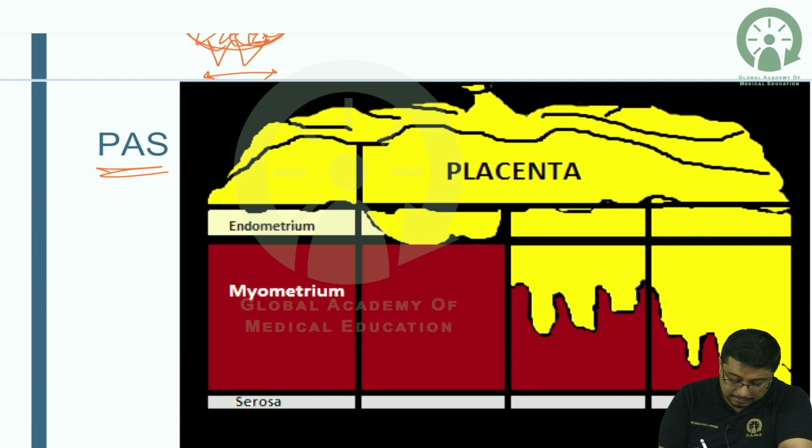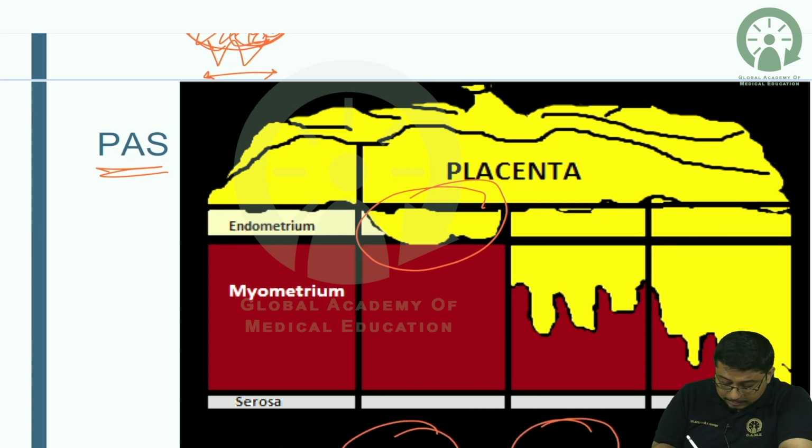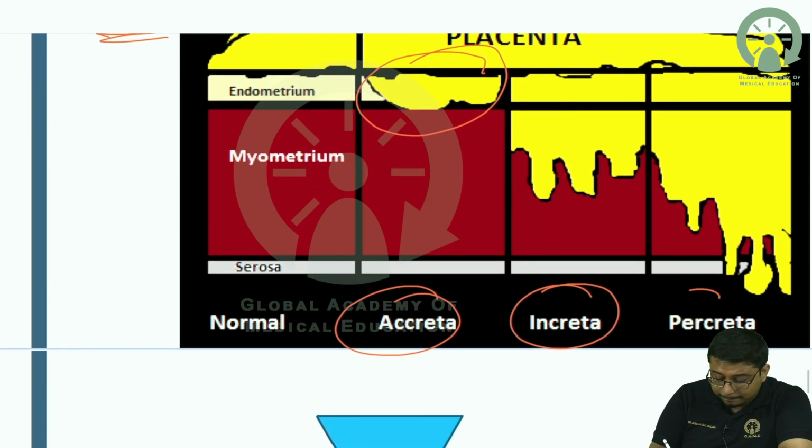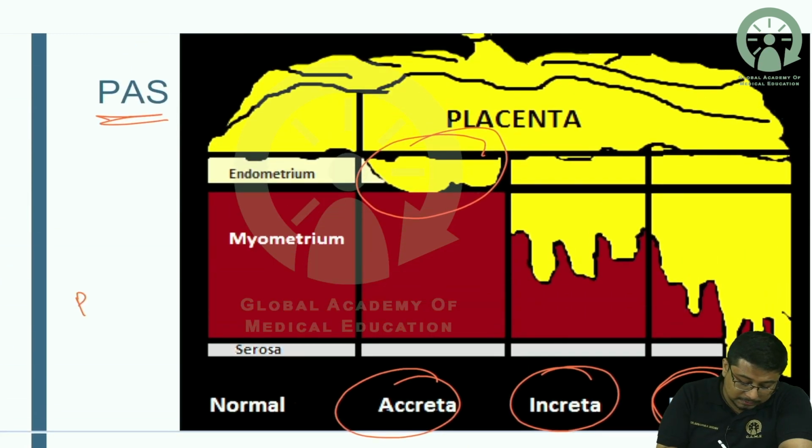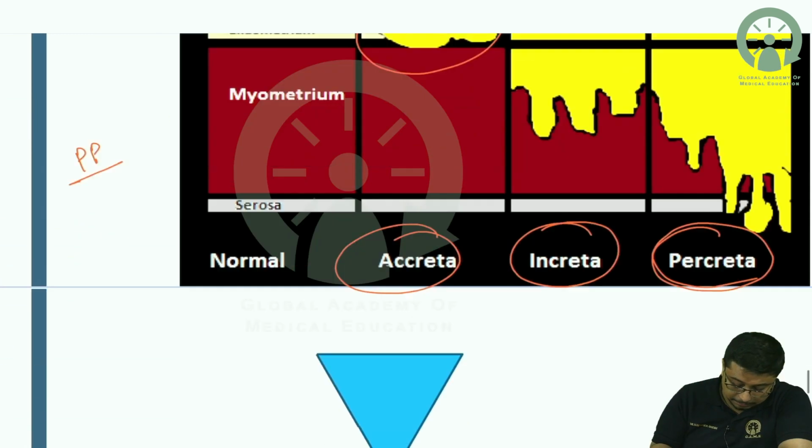Then what is the placental adherence spectrum? If the placenta is invading the endometrium, it is accreta. If it goes into the myometrium, it is increta. And if it goes beyond the uterine serosa and into the bladder and other structures, then it is percreta. The management for all this is usually postpartum hysterectomy.